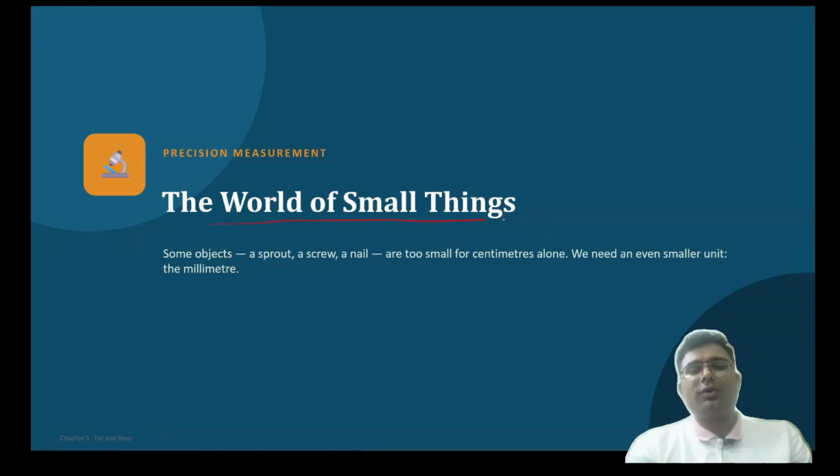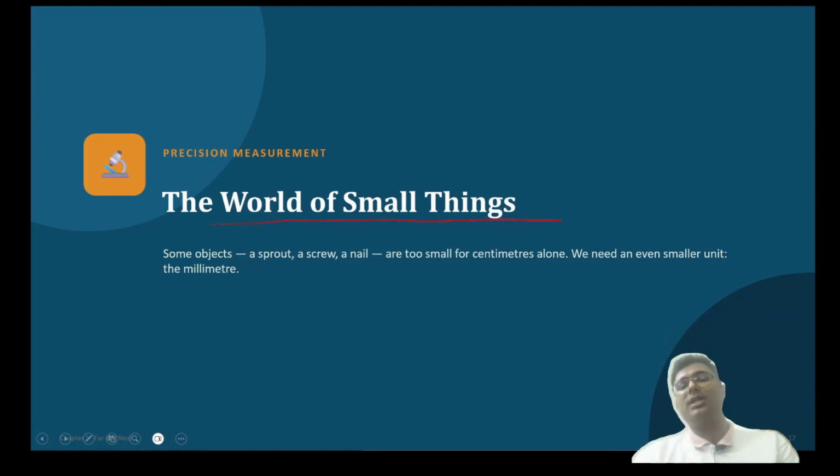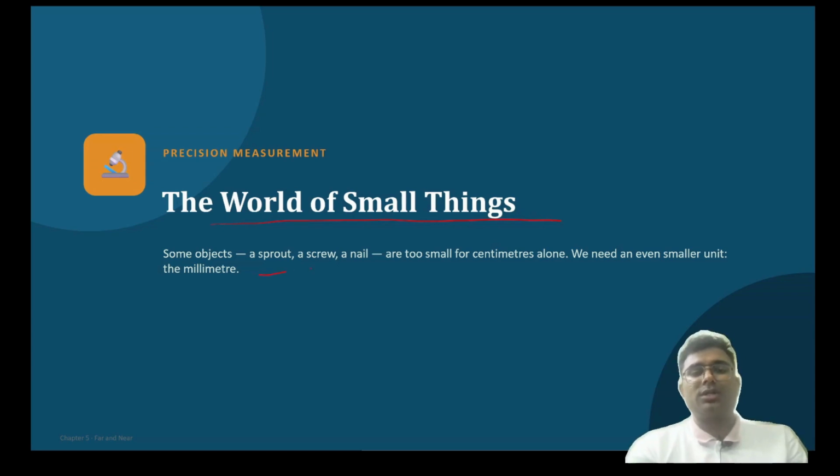To measure the distance of long things, far locations, we use kilometers. But what if we need to measure small things like a sprout, a screw, a nail, that are very small? Even in centimeters alone we face difficulty measuring their height and length. So there we need a smaller unit, that is millimeter.